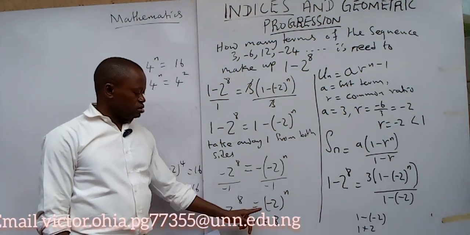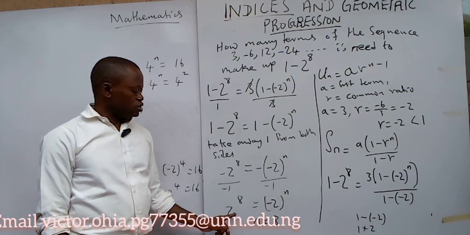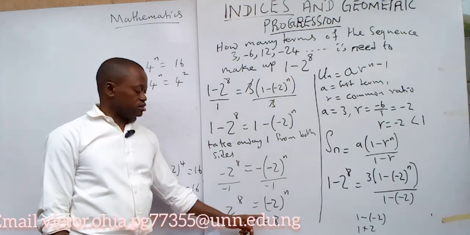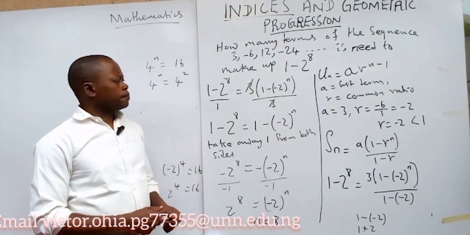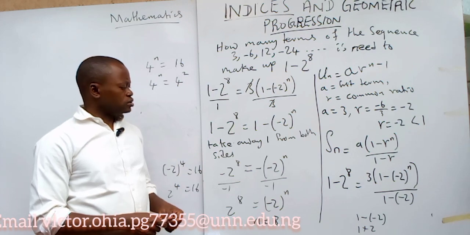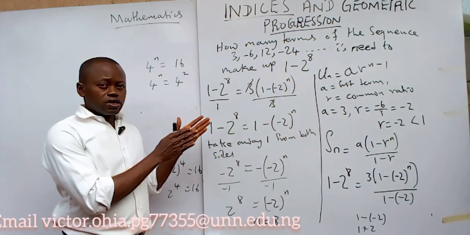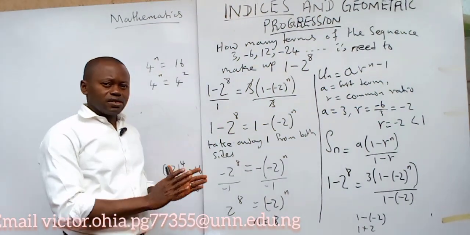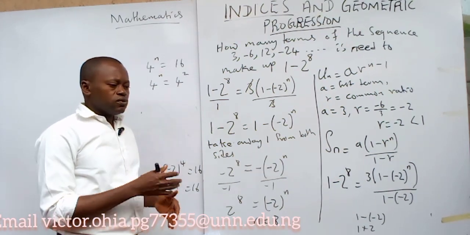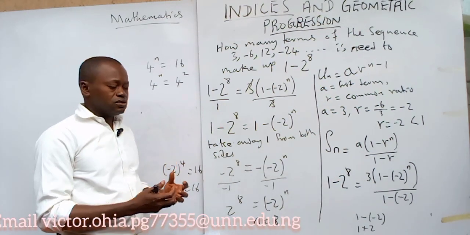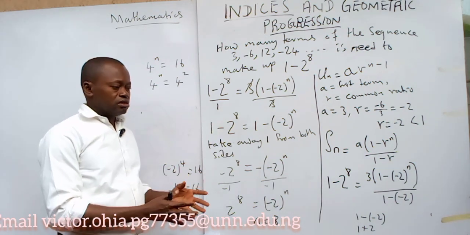Reason: if you put n to be 8 here, this 2 raised to power 8 will be of the same value as minus 2 raised to power 8. So that's a conclusion. I'm sure that this link between geometric progression and indices is well explained and very clear to us, so that we can open our minds to reason in any place such application is required.